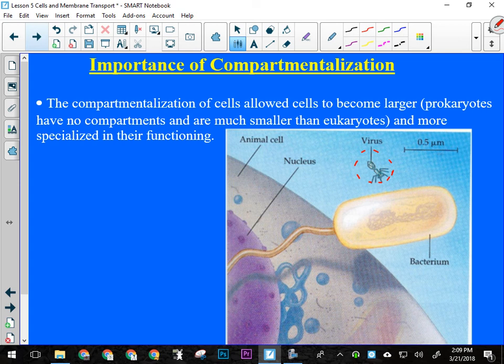A virus makes you sick by doing this. It would attach to your cell. So it would just come down here and attach to the membrane, and it would inject its genetic material into the cell.